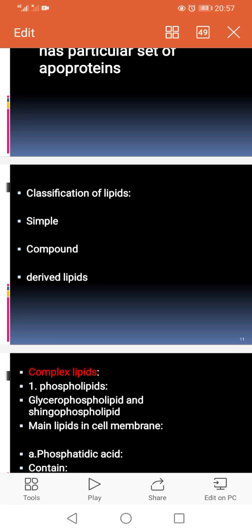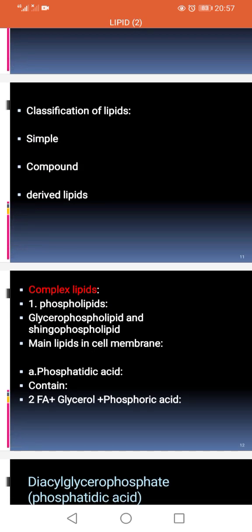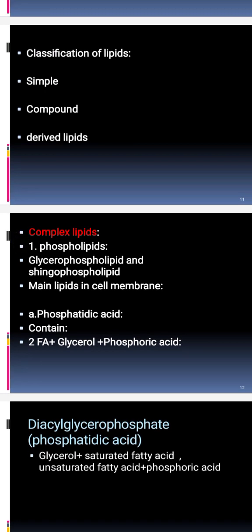If we have a look, we will find the classification of lipids. Lipids can be classified into simple lipids, compound lipids, and derived lipids. The complex lipids contain phospholipids. The phospholipids contain glycerophospholipids and sphingophospholipids, as we mentioned in the first lecture. Okay, the phospholipids are the main lipid in the cell membrane.